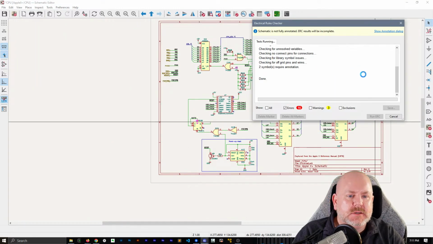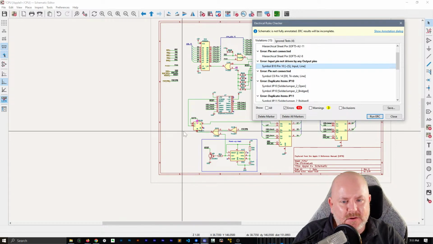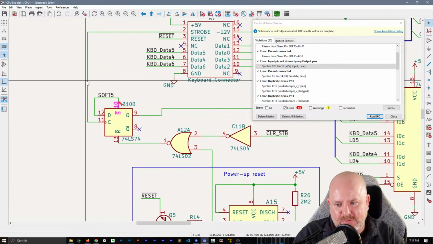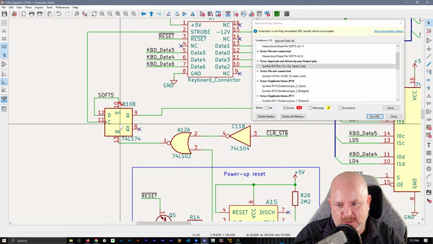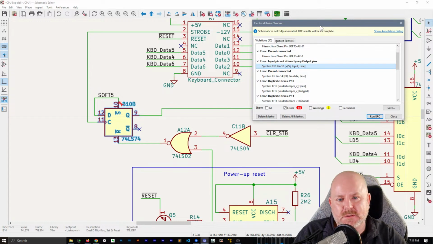Okay. So let's get down to our 15 errors. I want to try and figure this one out now because this one is more interesting to me. So input pin not driven by any output pins. Okay, so let's figure out what's going on with this one.